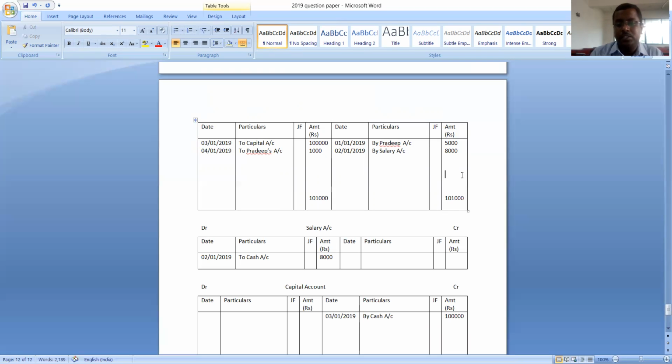Understood? Find out the balancing figure. See here, this is 1 lakh 1,000, and from that deduct 13,000. 5,000 plus 8,000 is how much? It is 13,000. So 1 lakh 1,000 minus 13,000 will get how much? We get 88,000. This is what? This is the balancing figure.